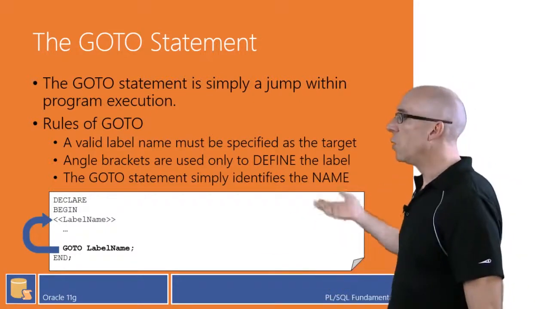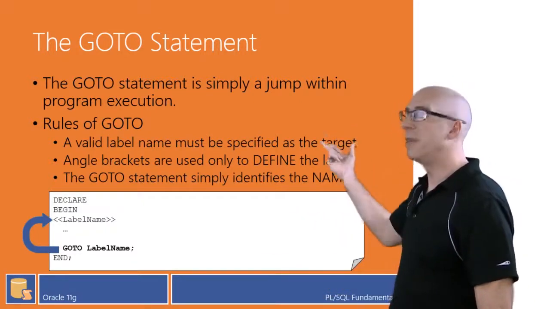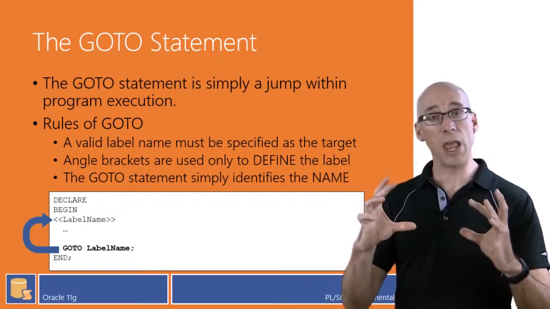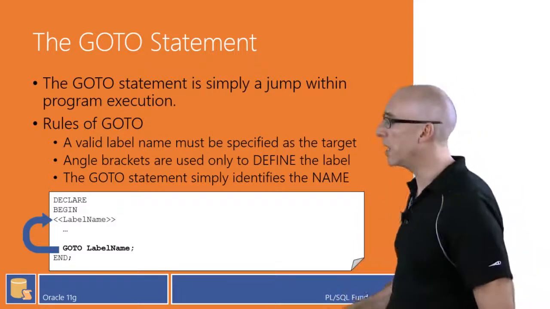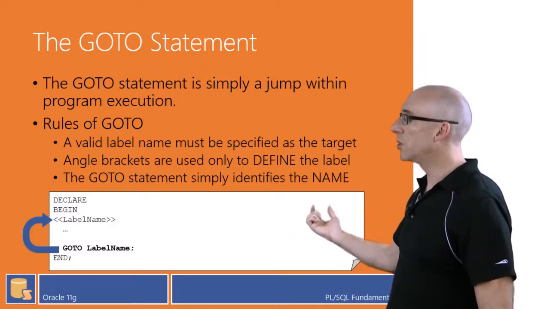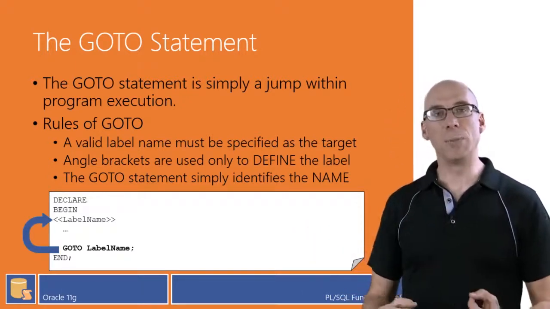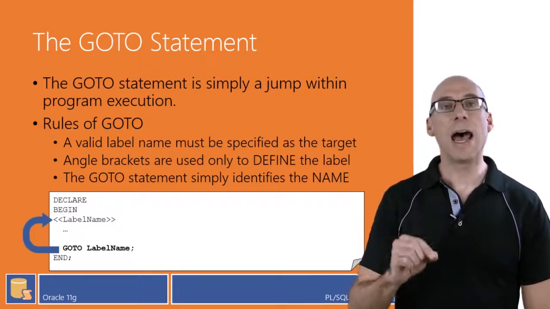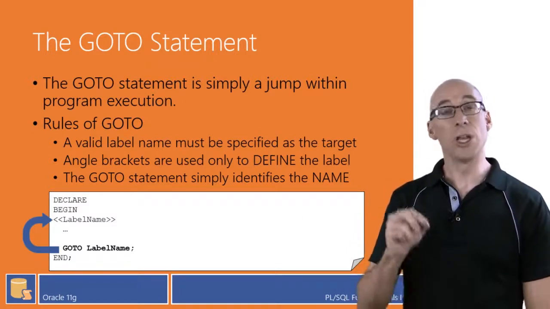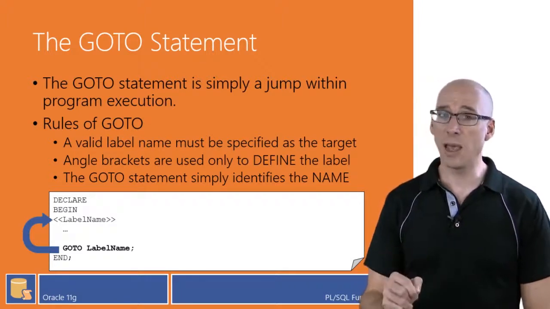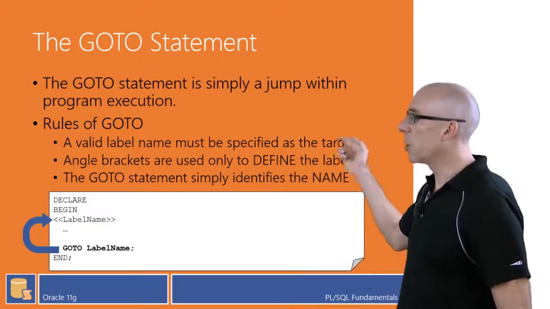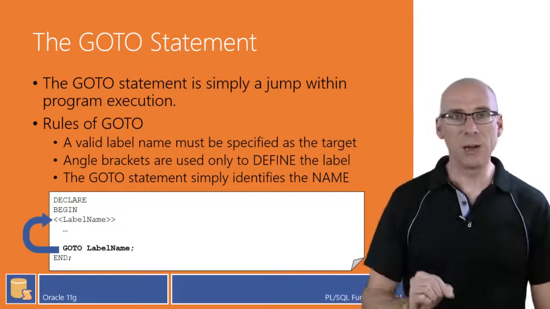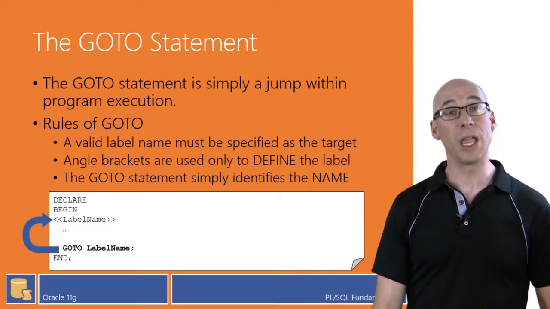Here's an example where we have our declare, we have our begin, and then there's a label called label name. So we have our angle brackets and it says label name in between. Down here you have your GOTO. So you say GOTO space label name. And notice what's at the end of my GOTO statement: I have my semicolon terminator, so you need to have that as well. This is a command. So it literally goes right back up to where label name is and starts processing there. That is literally how you can think of a GOTO statement.